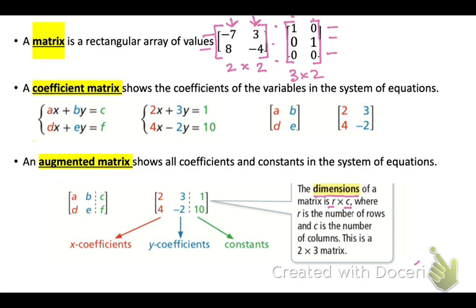So 2x plus 3y equals 1, 4x minus 2y equals 10. My coefficient matrix would be 2, 3, 4, negative 2. Make sense? You don't put the positives, you put the negatives. Because if it's not negative, the assumption is that it is what? Positive.